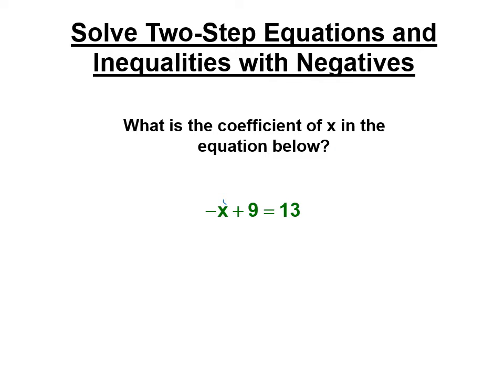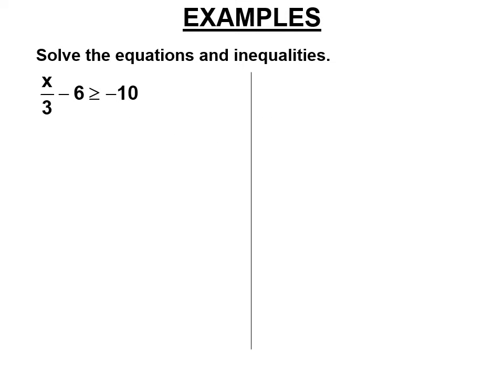What's the coefficient here, right? 9 is our constant. What is our coefficient? Hopefully you're saying negative 1. We'll talk about that. All right, so we're just going to have examples.